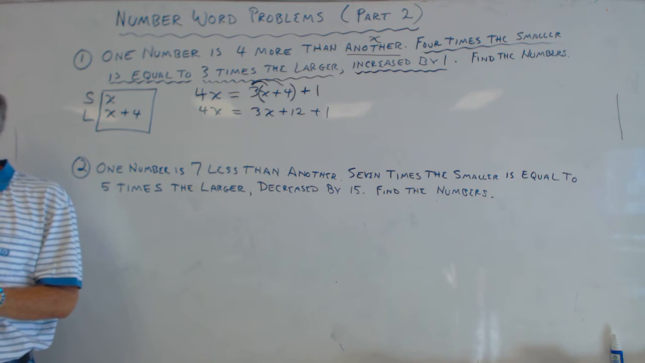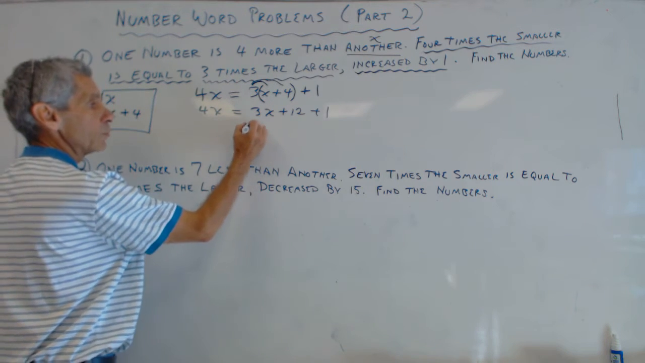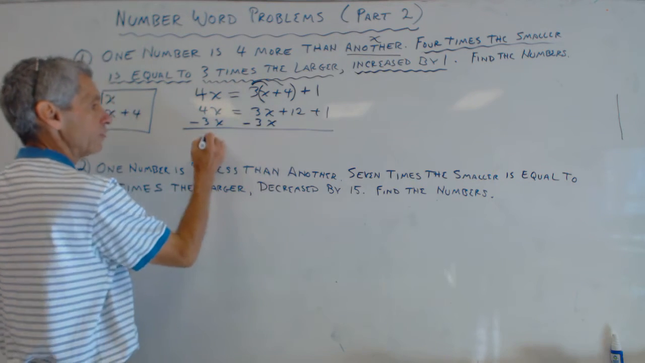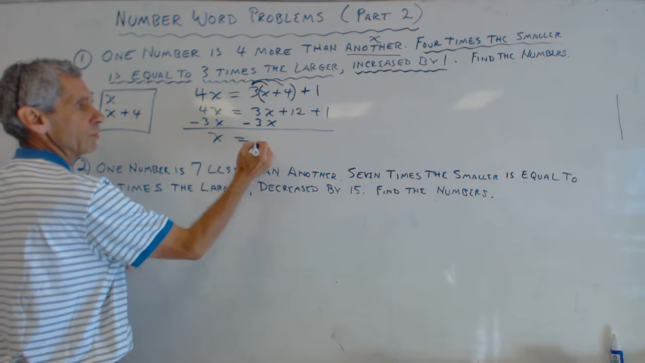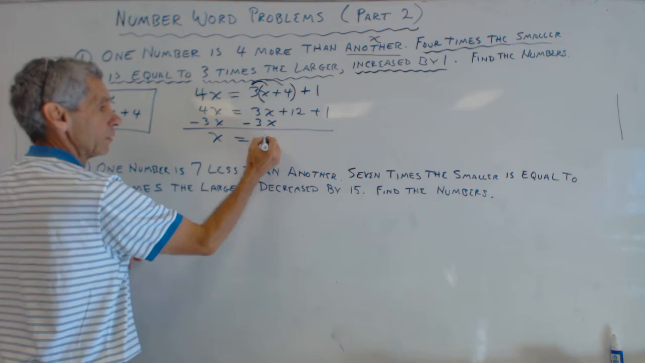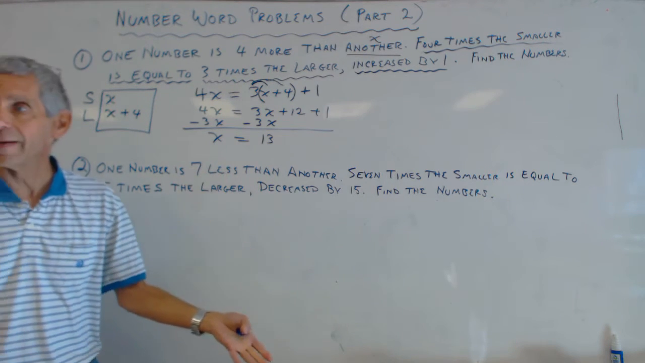I get all my x's on one side, right? I don't want x's on both sides of the equal sign. So I'm going to subtract 3x, subtract 3x. That gives me x equals, can I just combine these? 12 plus 1 is 13. Oh my gosh, there's my answer. X is 13. I'm done.